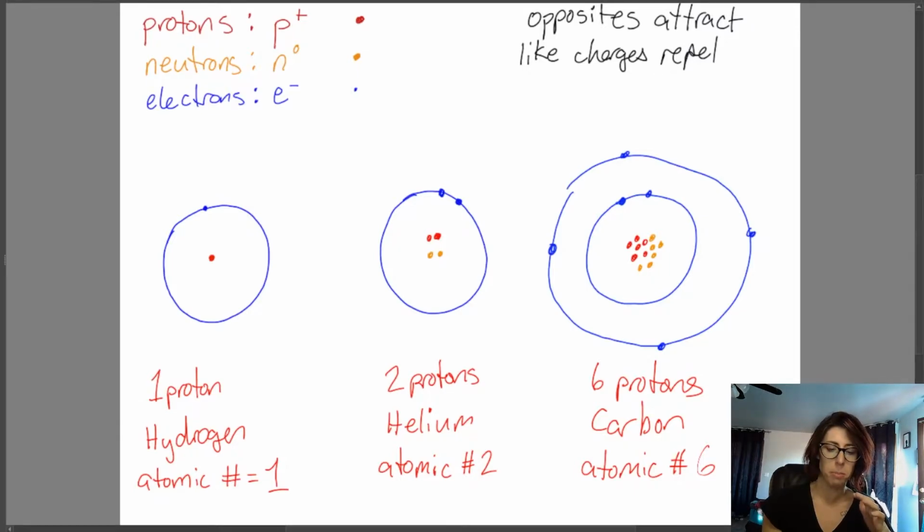So the atomic mass of carbon, for this carbon atom, is going to be 12.